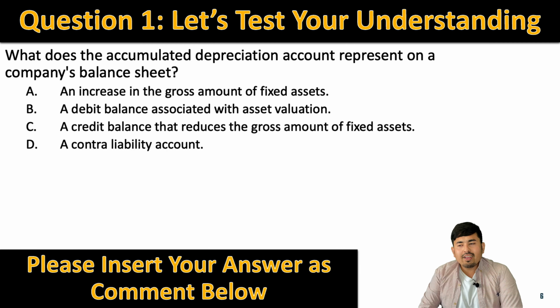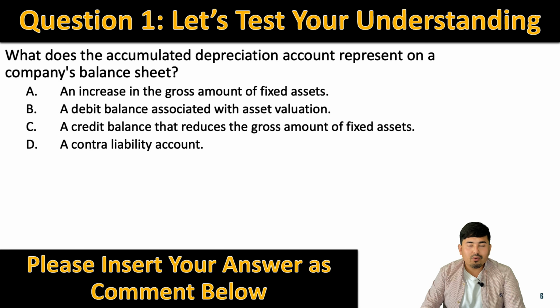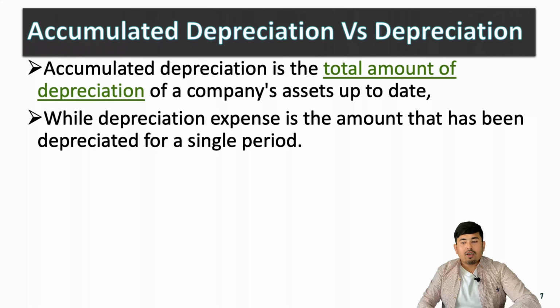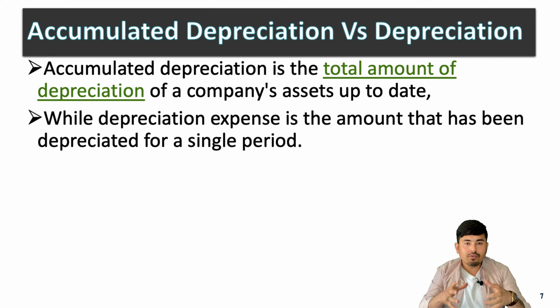Let's test your understanding for yourself. Go ahead, review this one, pause the video, and select the best option that you think is correct. We will review the comments. Going ahead, accumulated depreciation is the total amount of depreciation.